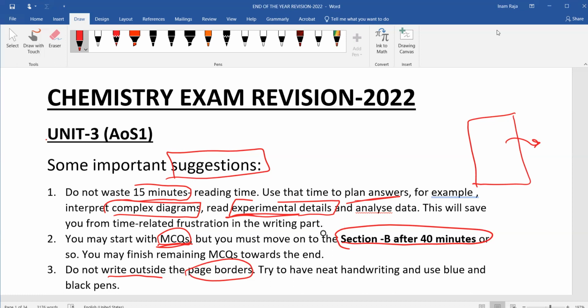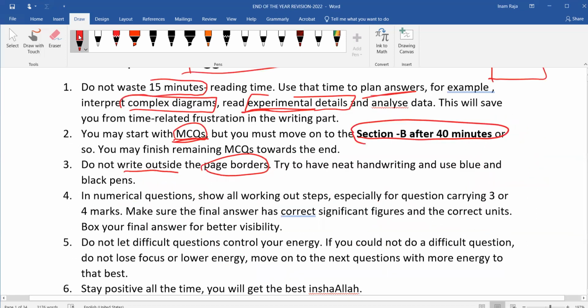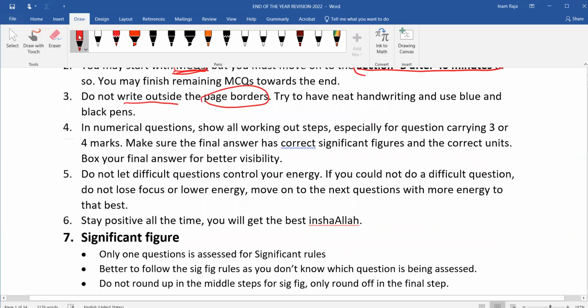And then, in numerical questions, show all the working out steps. So if there is a 4 mark question, and it's a numerical question, and you just do all the calculations in your calculator and write the answer, trust me, you'll not get more than 1 mark or maybe 2 max. So you need to show the working out steps. If this is a 3 mark or 4 mark question, there are marks for step 1, finding moles. There are marks for step 2, maybe finding the mass.